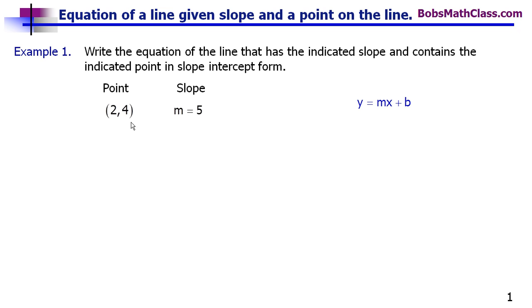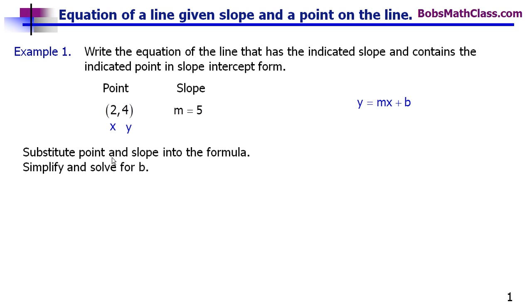Remember, in a point, this is our x, this is our y. Might as well write that down. Write an x underneath the 2 and a y underneath the 4, just to remind ourselves that the x is the first value, y is the second value. So this is the point on the line. This is a temporary x and y.